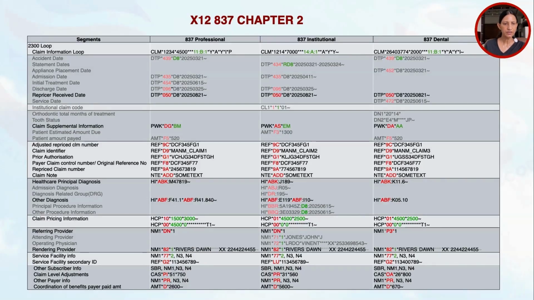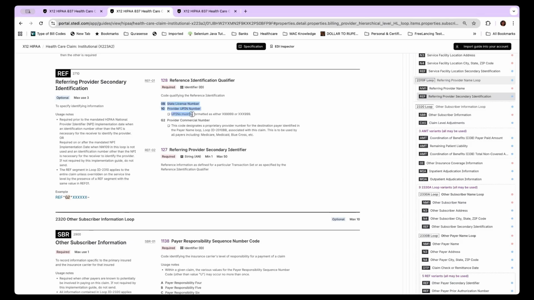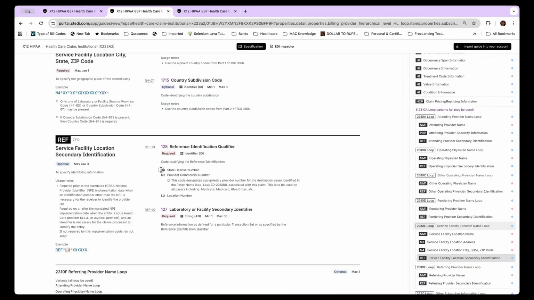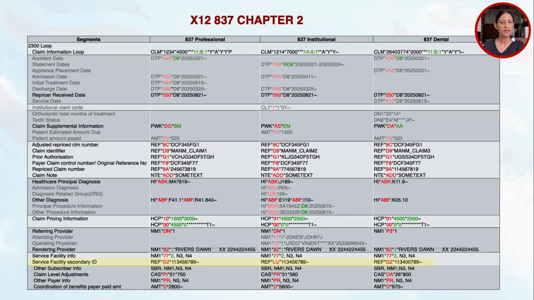Now, for sharing the secondary identification of facilities or physicians, we use REF segments with any of these ID qualifiers. Like 0B, 1G, G2, LU that you see here. The code 0B stands for state license number. 1G stands for provider UPIN. G2, for example, stands for the provider commercial number. LU for the location number. All these ID qualifiers have the actual values in the REF 02 segment.